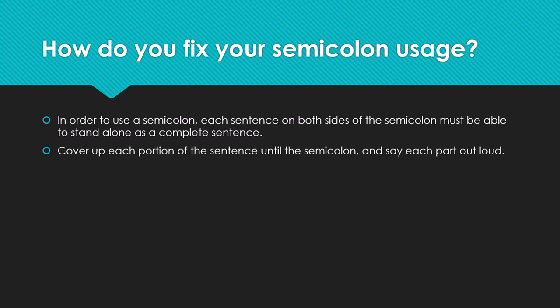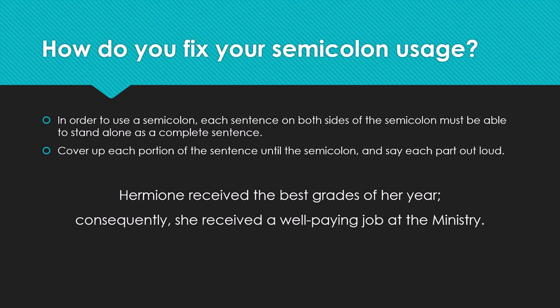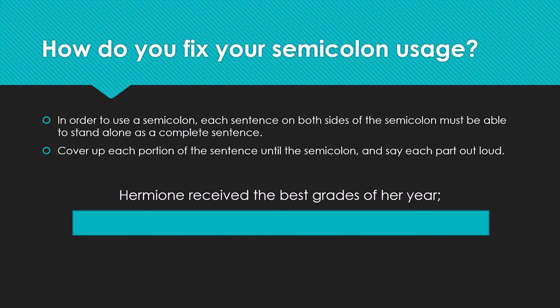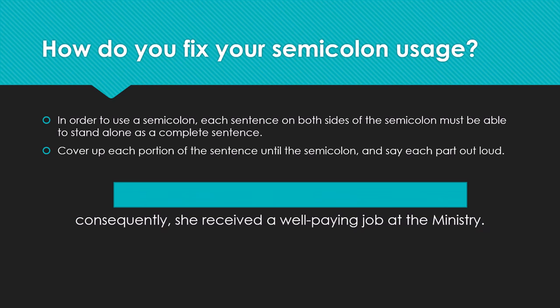Here's an example. Hermione received the best grades of her year; consequently, she received a well-paying job at the ministry. Now, if we cover up the bottom half of the sentence to look at the top half and read it out loud to ourselves, you can see that it is in fact a sentence. Hermione received the best grades of her year. And then if we cover up the top half of the sentence, leaving the bottom half, you can see it also can stand alone as a sentence. Consequently, she received a well-paying job at the ministry.